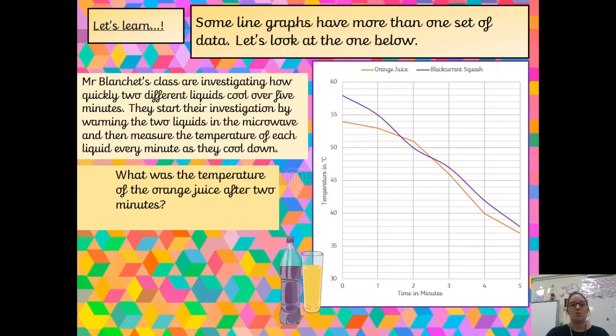Okay, so we're going to remember that key at the top. Luckily, the colours on here are the same as the orange and blackcurrant squash, so it's a little bit easier. They're not always colour coordinated. So what was the temperature of the orange juice after 2 minutes?